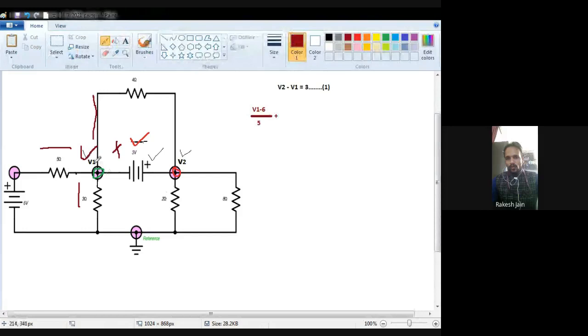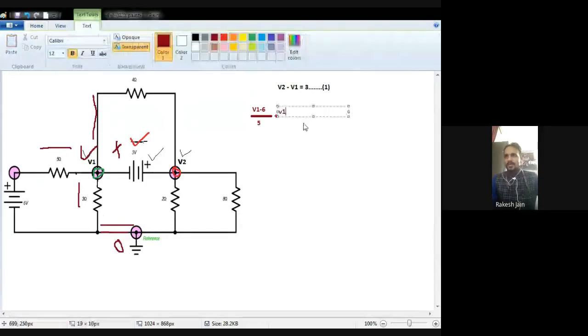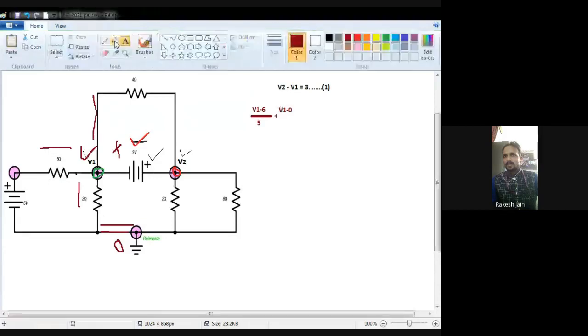Then the second: I am going to write down the equation for this 3 ohm resistance. Where is the other point of the 3 ohm resistance connected? It is connected with ground. So V1 minus 0, ground means reference node, that is 0 volts. So V1 minus 0 divided by the resistance value, that will be 3.